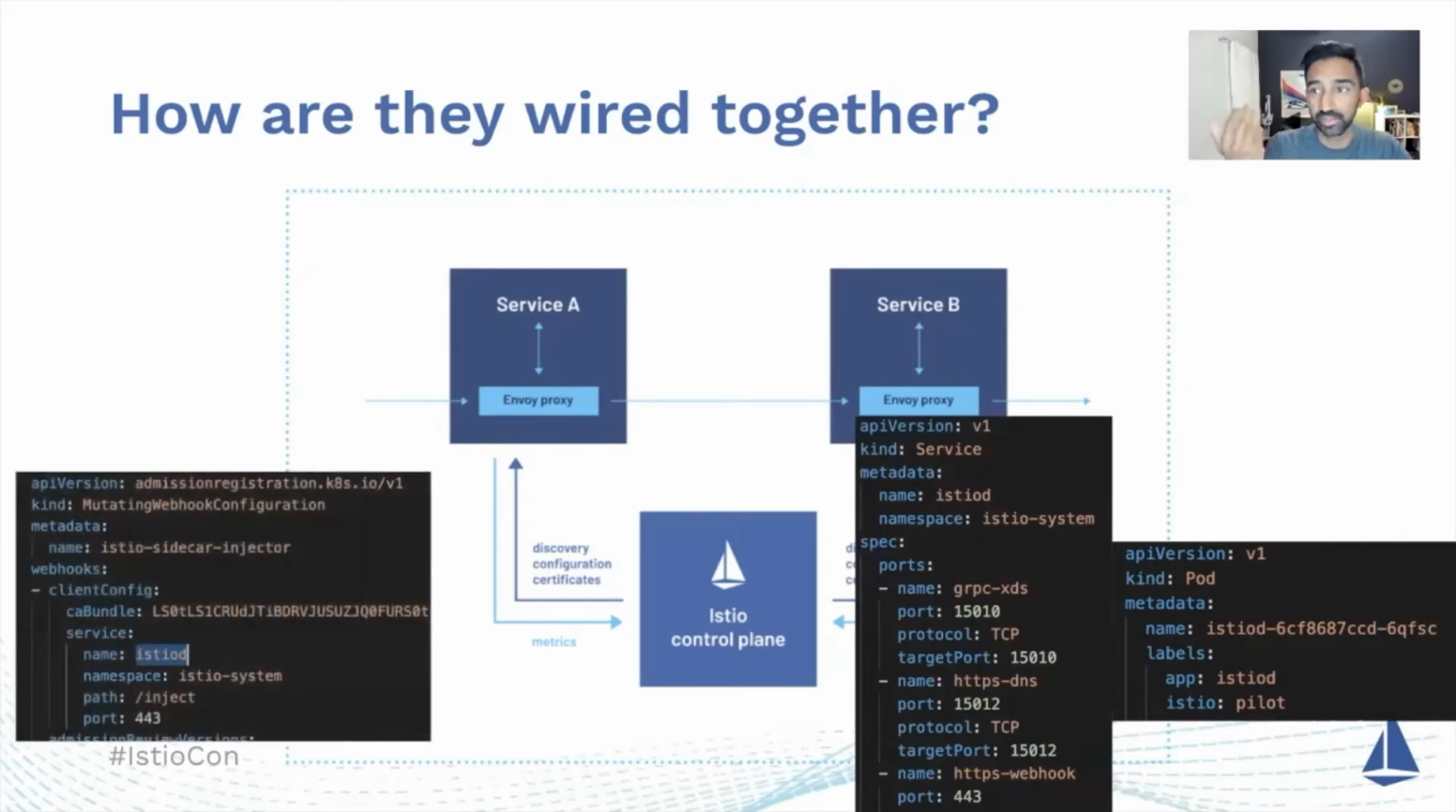Other things such as the mutating webhook configuration. So whenever a new pod is getting created in your cluster, you want this webhook to grab it and then send it to the control plane to inject that sidecar config, right? So that's what this webhook configuration does, and you can see how it knows about the control plane location. There's a service name, the path, the port, et cetera, directly in the webhook configuration.